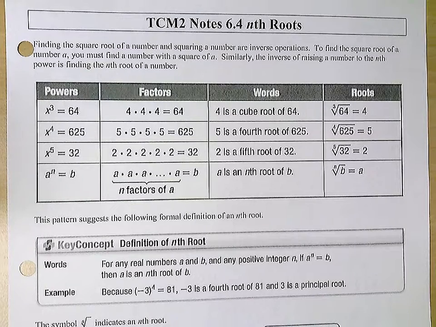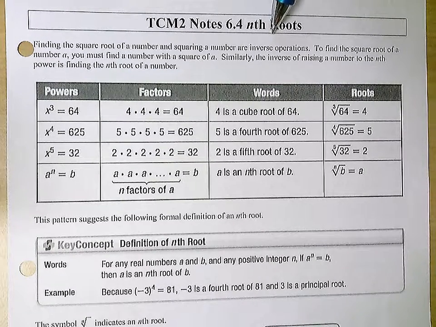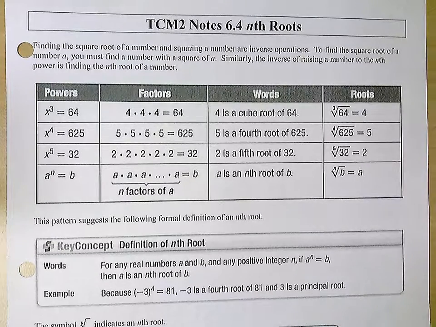That square. We're actually going to look at the third root, fourth root, fifth root, stuff like that. Okay? So finding the square root of a number and squaring a number are inverse operations. To find the square root of a number a, you must find a number with a square of a. Similarly, the inverse of raising a number to the nth power is finding the nth root of that number.